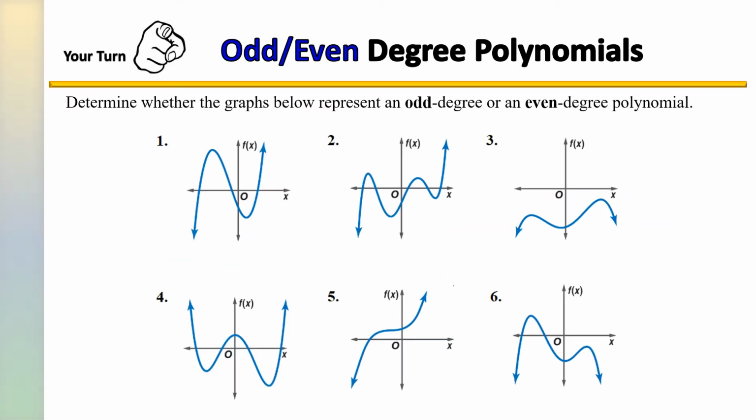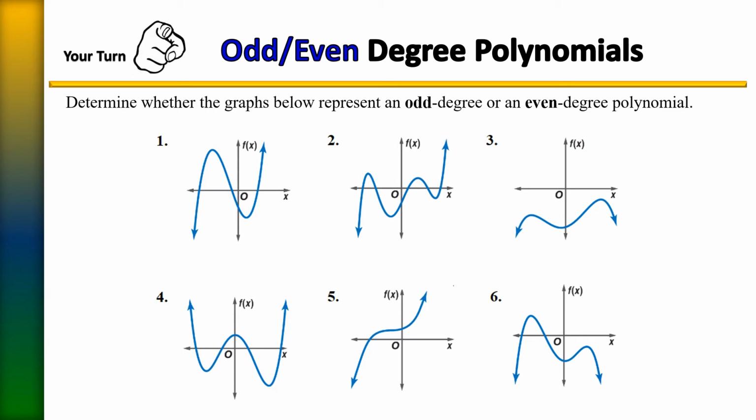In this example, you're asked to determine whether the graphs below represent an odd degree or an even degree polynomial. Recall that an odd degree polynomial has an S-shaped pattern where it is going to be up on one end and down on the other, versus an even degree, where both ends will either be facing upward or downward. So what would you say number 1 is? If you said odd, that is correct. Number 2, yes, odd as well.